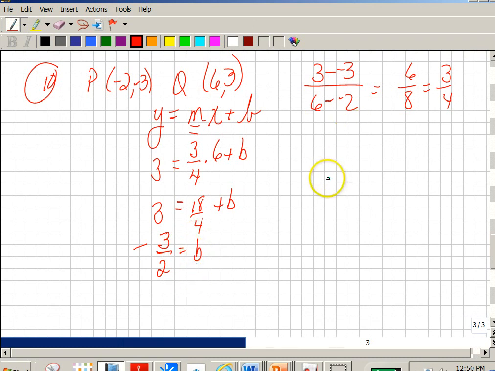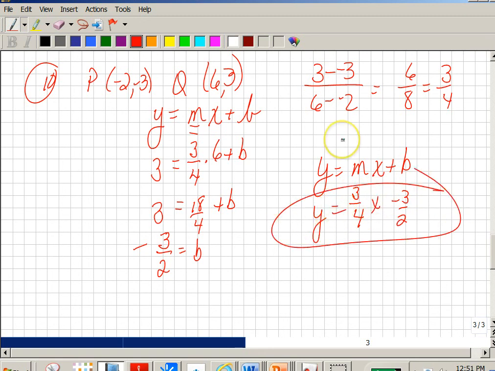Now we just put it all together. y equals mx plus b. We just found two things. We found m, which was 3/4, and we found b, which is negative 3/2. And now we'll write down our x and our y, and that gives us the equation of the line.